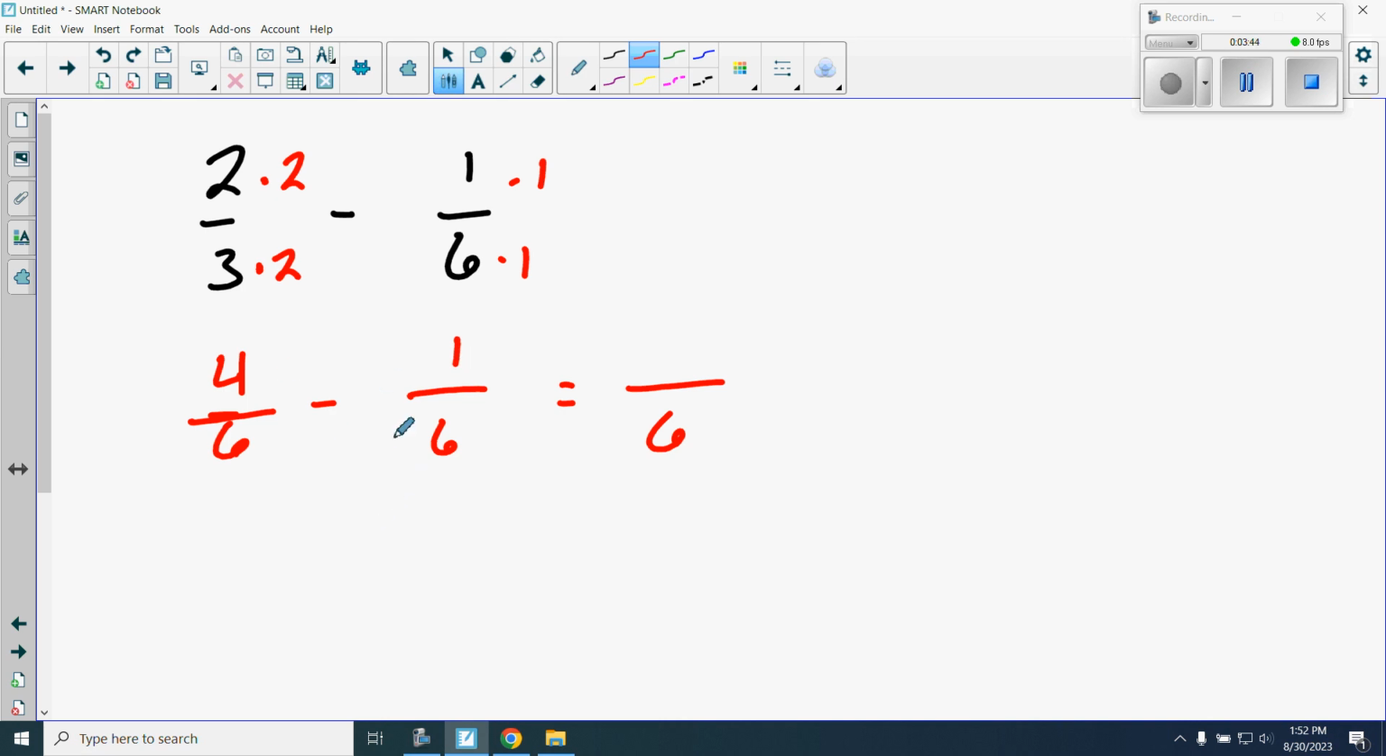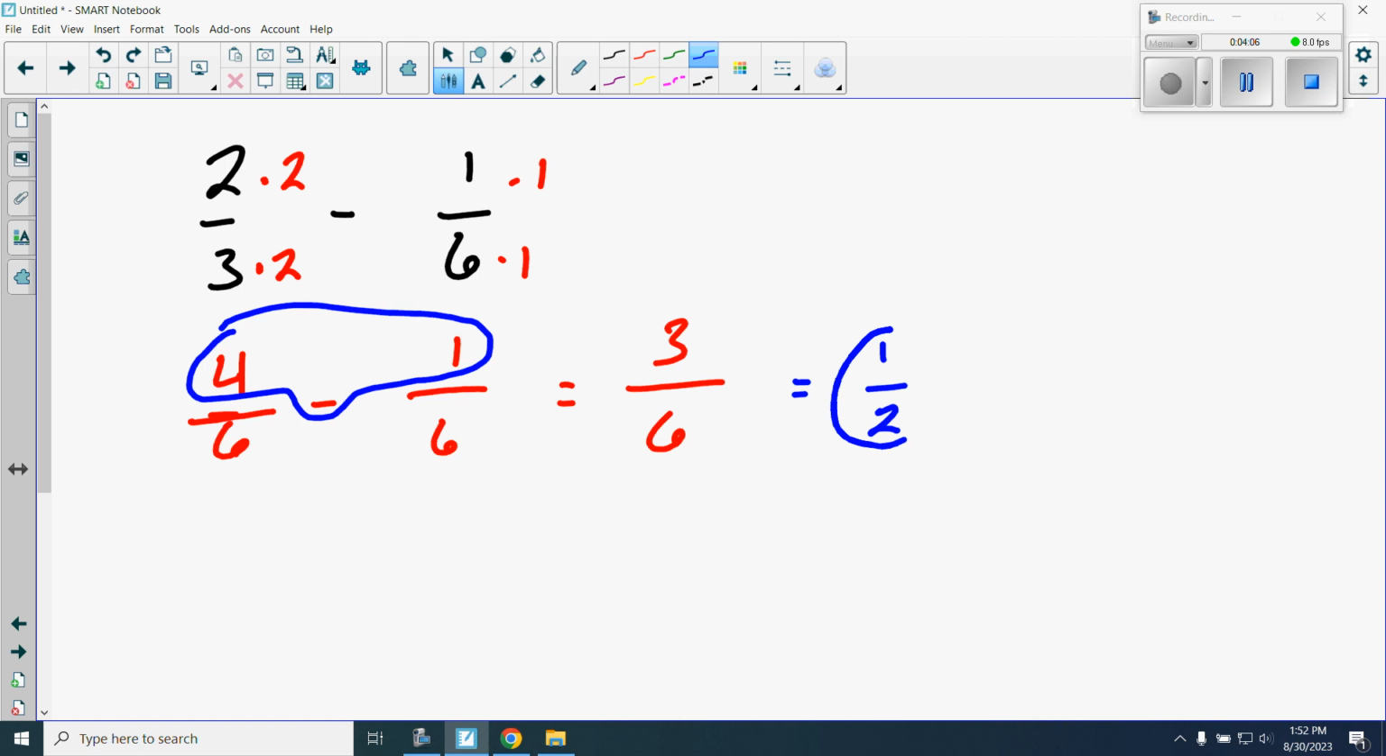Then I look at this and pull these numbers together on the top, pull that subtraction sign up, and I get 4 minus 1. 4 minus 1 just happens to be 3. Can this number reduce? Absolutely it can. I can divide a 3 out of the top and the bottom, and that leaves me with 1/2 for an answer. So there is adding and subtracting fractions.